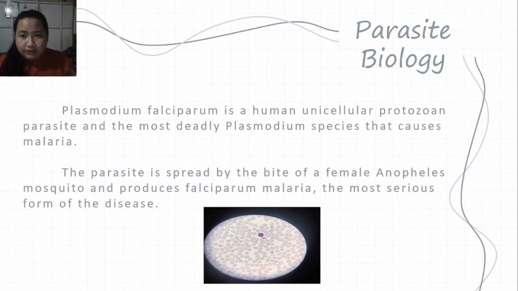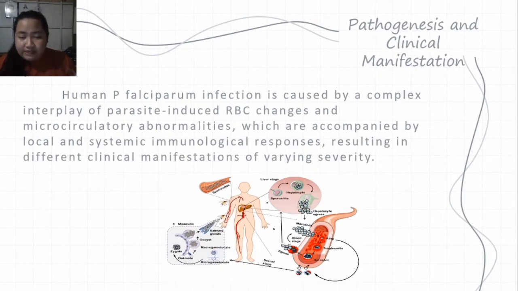Plasmodium falciparum is a human unicellular parasite and the most deadly Plasmodium species that causes malaria. The parasite is spread by the bite of a female Anopheles mosquito and produces falciparum malaria, the most serious form of the disease. Pathogenesis and clinical manifestation.